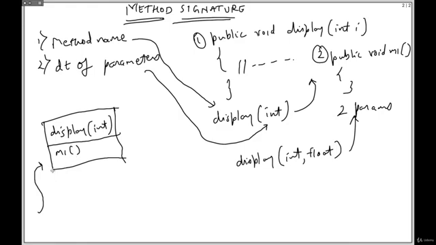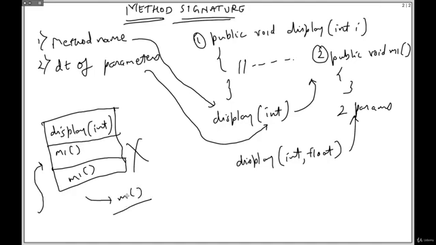So if I declare two methods with the same signature as m1 over here, this is not a valid thing. The compiler will immediately throw an error, and the reason for this is that the compiler won't know which method to call if you are calling m1.